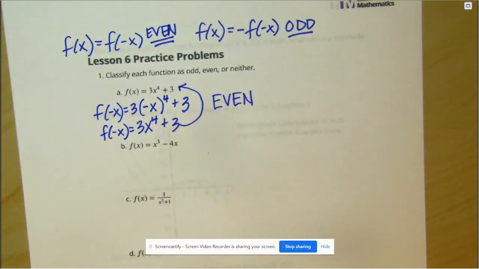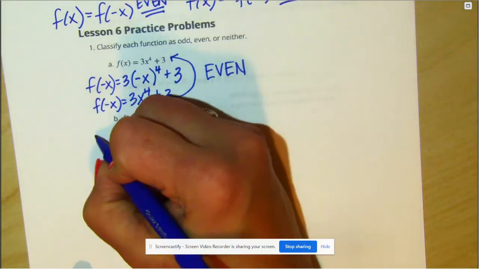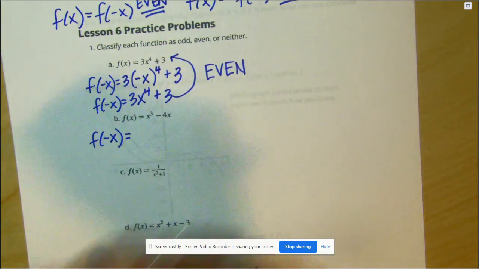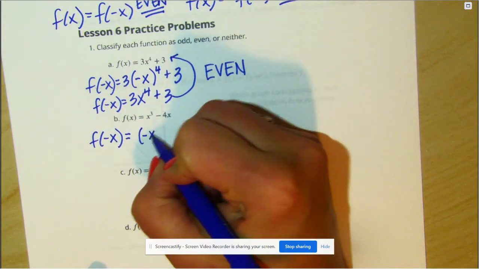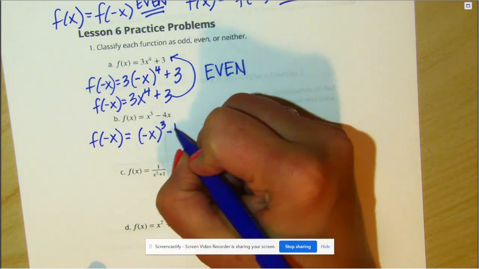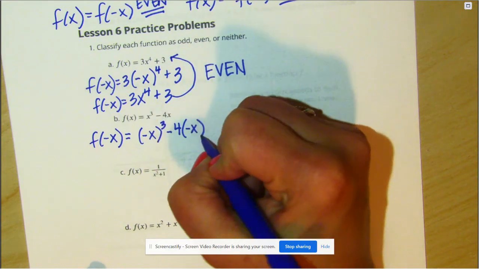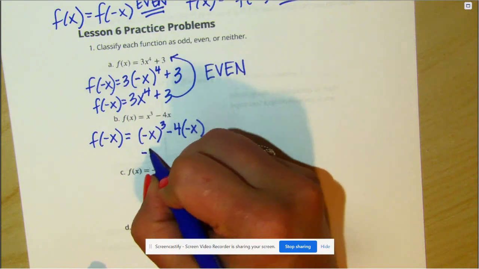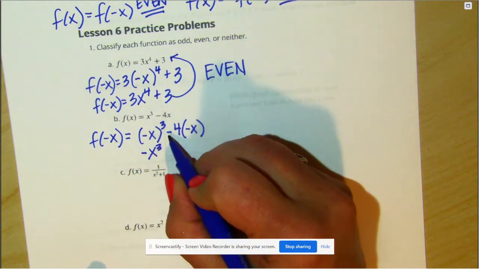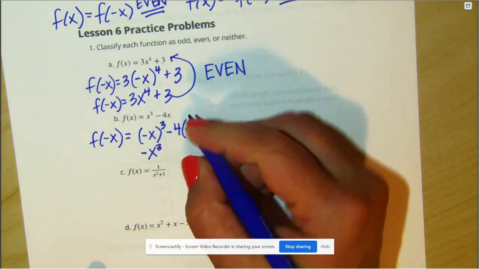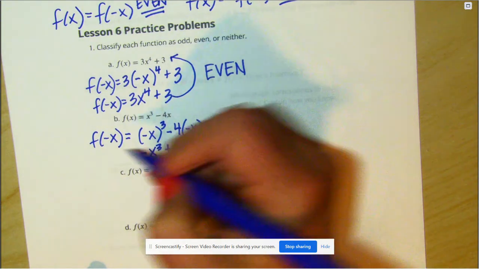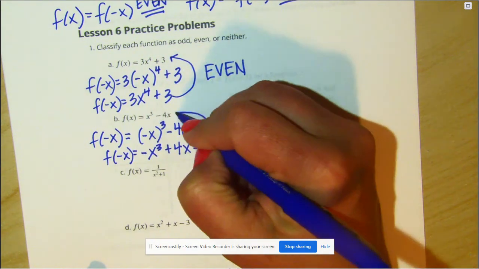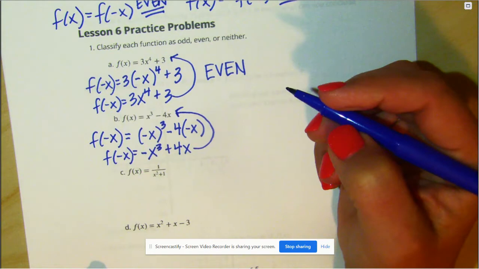All right, moving on. Second one, same thing. We're going to start and we're going to check what we get when we do f of negative x. So everywhere I see x, I'm going to replace it with negative x. So negative x to the third power would become negative x to the third, and a negative 4 times a negative x would make positive 4x. Is f of negative x the same as f of x? No, so it's not even.